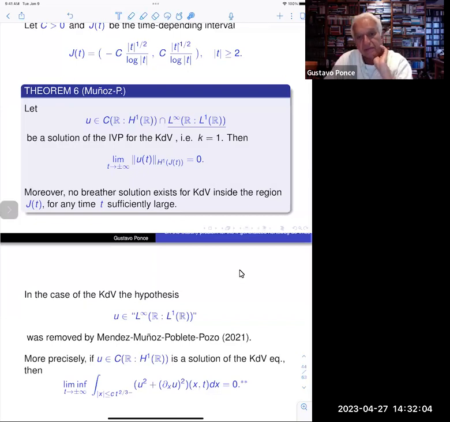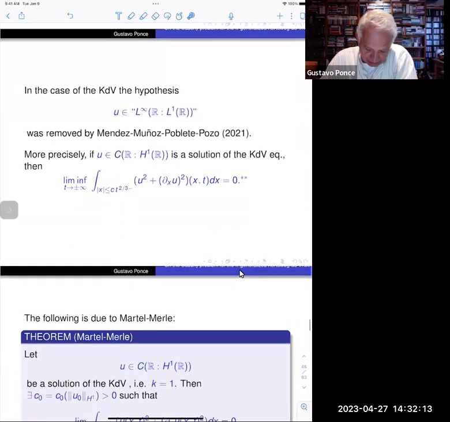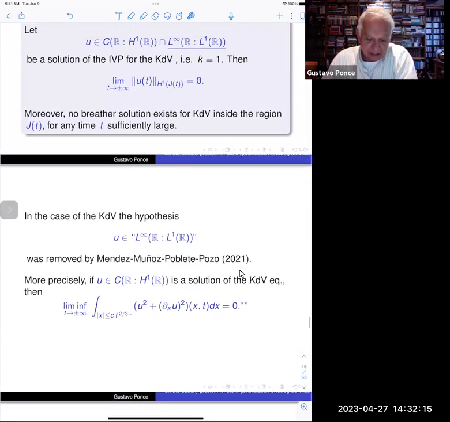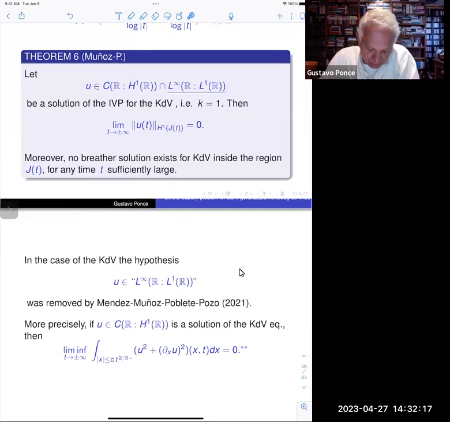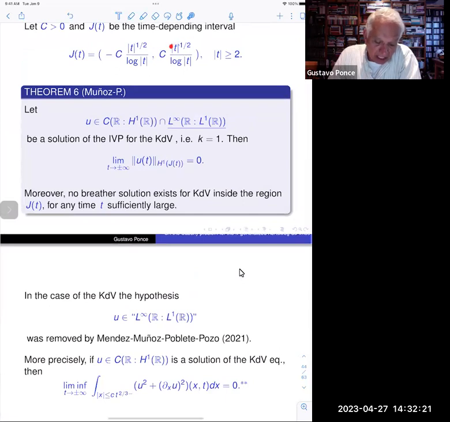Okay. What should be the solution? I mean, what should be the sharp result? It should be that if you move with any power less than 1 here, you should have this.